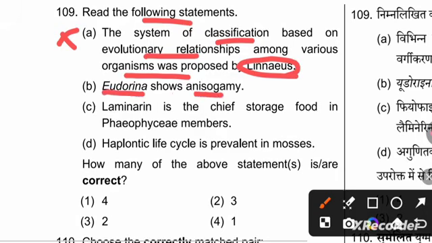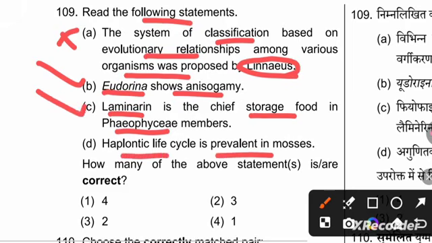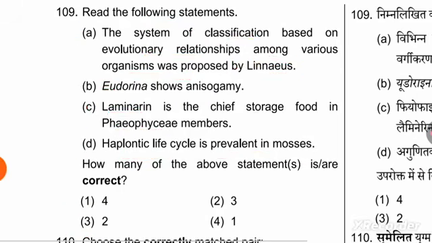Eudorina always shows anisogamy, because in Eudorina, which is an alga, we can find two different types of gametes. That is right. Laminarin is a chief storage food in Phaeophyceae, brown algae. This is also a right statement. Haplontic life cycle is prevalent in mosses. No children, in mosses we can find a haplodiplontic cycle. So correct statements are B and C. Two statements are right here. Let us move to the next question.